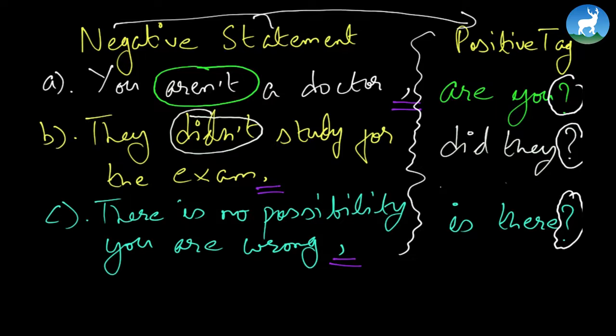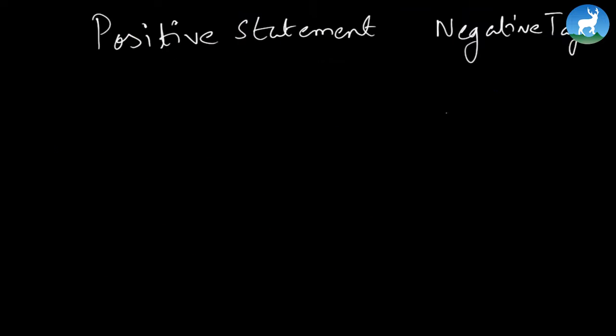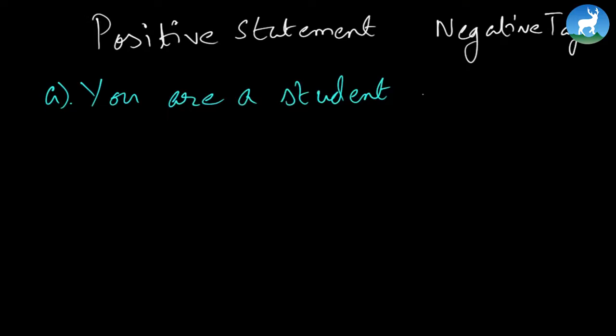So how about a positive statement and a negative tag? So here you go. Positive statement, negative tag. Let's deal with the examples again. Even you can think of some while I'm writing here. You are a student. Remember, the comma is very important, and its question tag would be a negative tag, aren't you? And a question mark to end.